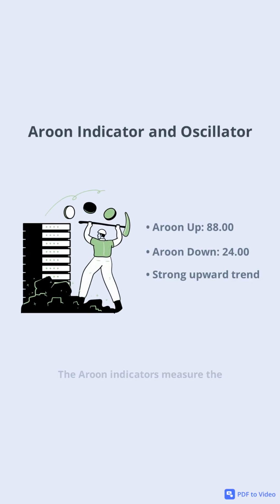The Aroon indicators measure the strength of recent highs and lows. Aroon up is at 88, while Aroon down is at 24, resulting in an Aroon oscillator value of 78.57. This high oscillator value suggests a strong upward trend, as recent highs are dominating. The Aroon system is particularly useful for detecting the start of new trends or the end of consolidations.